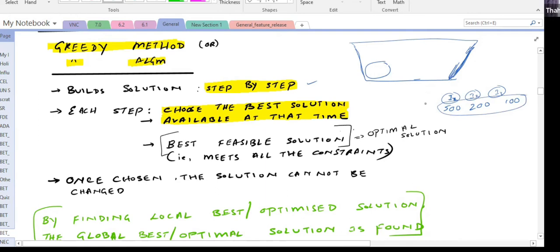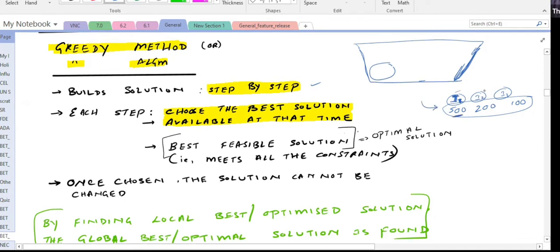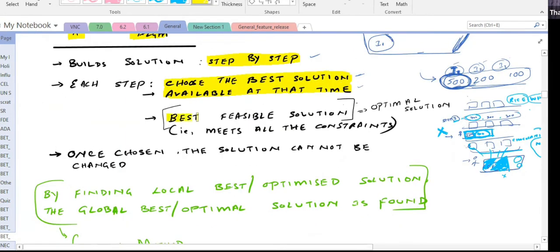So if I apply the greedy method in step 1, which one will I choose out of these 3? Because now I'm not just looking at picking the items, I'm also checking the cost of it because I want to get maximum profit. So based on that, I will pick this item 1. You have to choose the best solution available at every step, the best feasible solution, that is, which meets all the constraints.